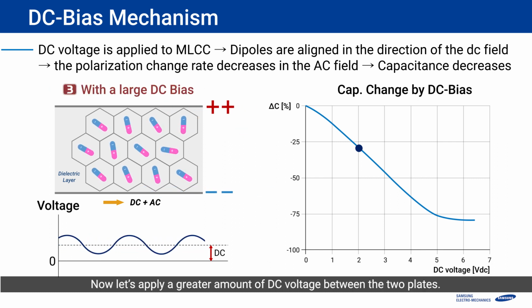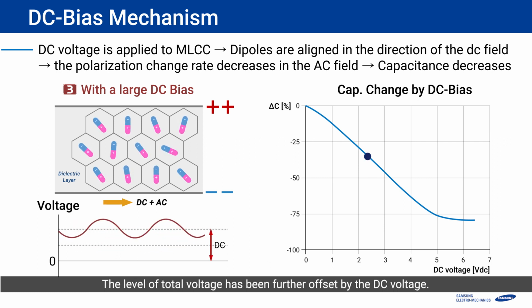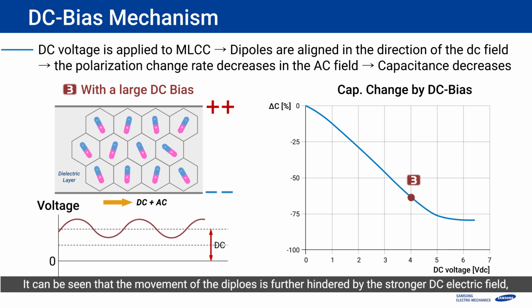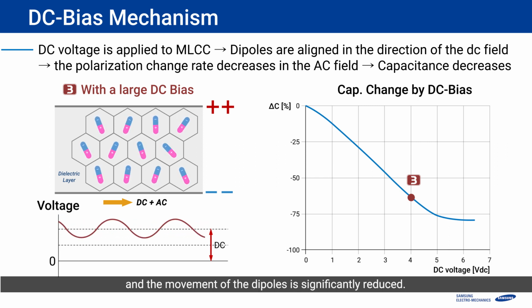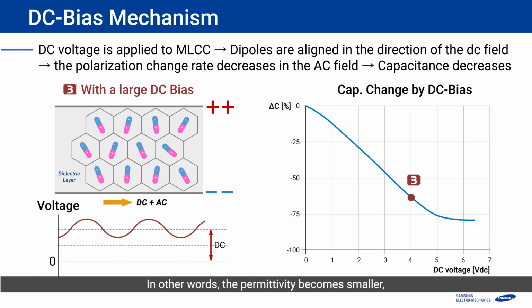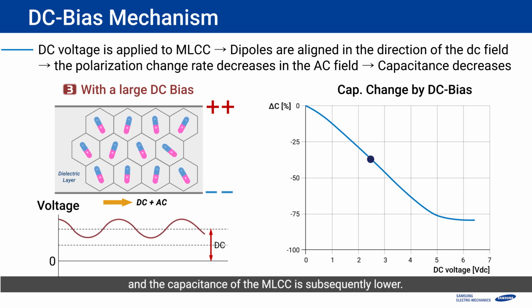Now, let's apply a greater amount of DC voltage between the two plates. The level of total voltage has been further offset by the DC voltage. It can be seen that the movement of the dipoles is further hindered by the strong DC electric field, and the movement of the dipoles is significantly reduced. In other words, the permittivity becomes smaller and the capacitance of the MLCC is subsequently lower.